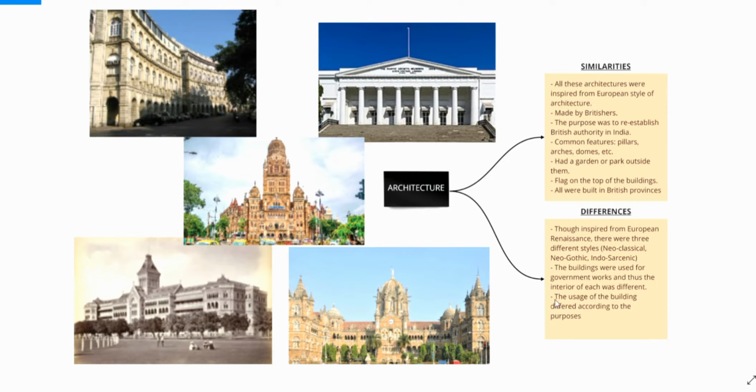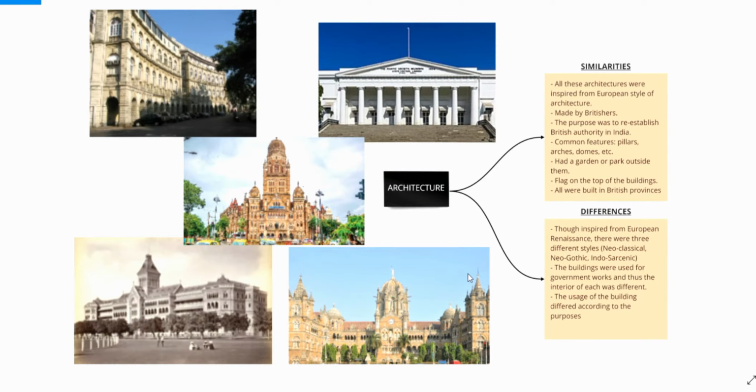So the differences were, though inspired from European Renaissance, there were three different styles: Neoclassical, which was a revival of Roman architecture; Neo-Gothic, a revival of Gothic architecture; and Indo-Saracenic, which was a fusion of Hindu, Muslim, and European styles of architecture. The buildings were used for government works, and thus the interior of each was different, and the purpose of using them was different.